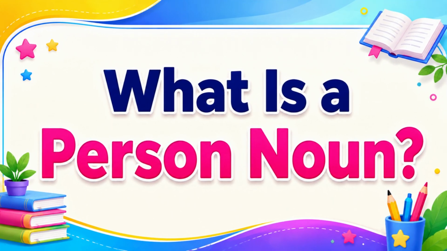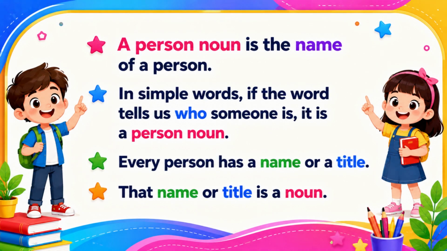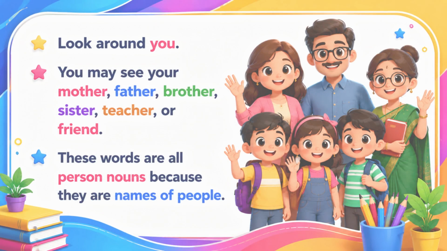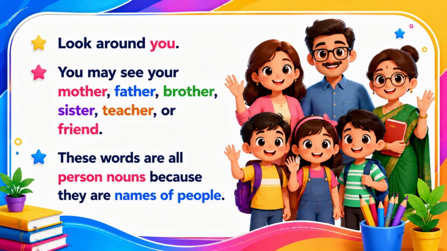What is a person noun? A person noun is the name of a person. In simple words, if the word tells us who someone is, it is a person noun. Every person has a name or a title. That name or title is a noun. Look around you. You may see your mother, father, brother, sister, teacher, or friend. These words are all person nouns because they are names of people.